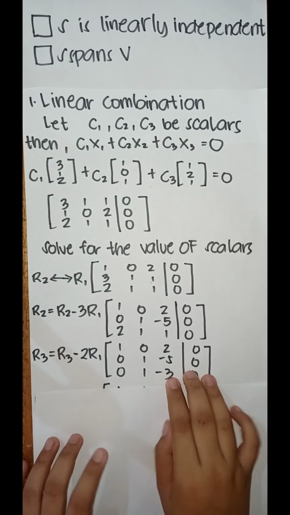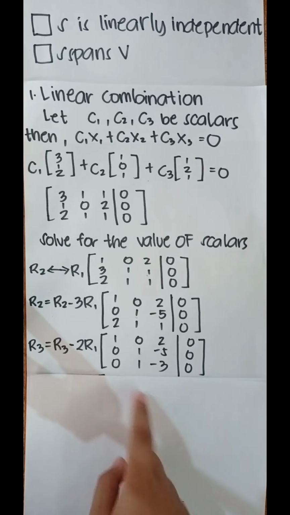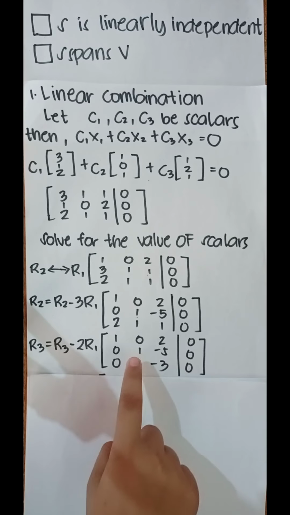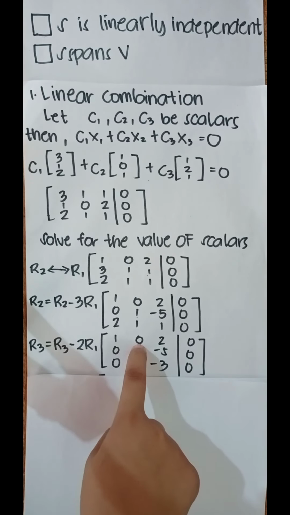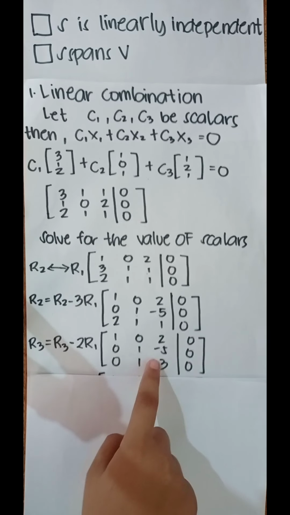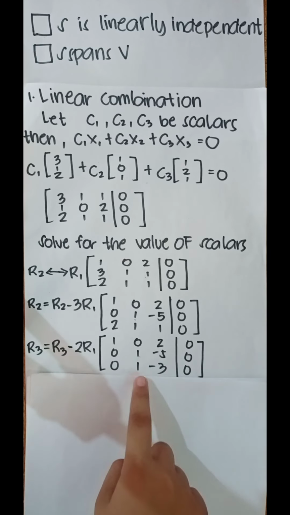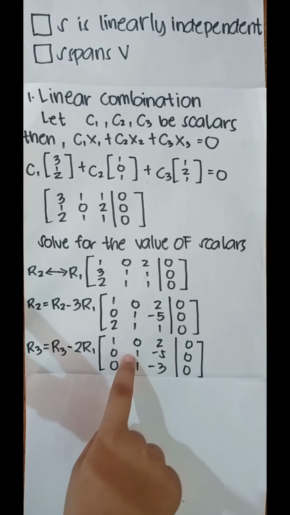Next, as you can observe, we are already done with the first column. So let's proceed to the second column. In the second column, our pivot is already 1, so we have no problem with that. And our other number is already 0, so again, we have no problem with that. So let's proceed to R3. This number 1, we will make into 0. So how to do that? We will subtract R2 from R3.